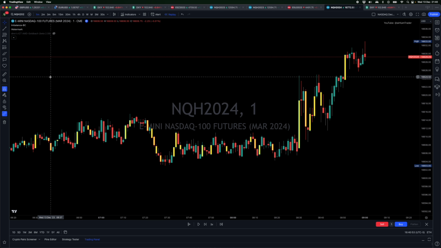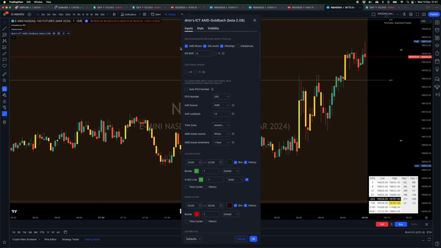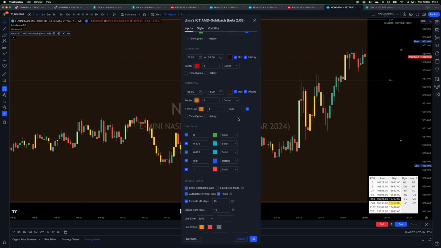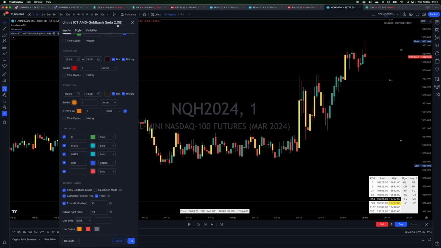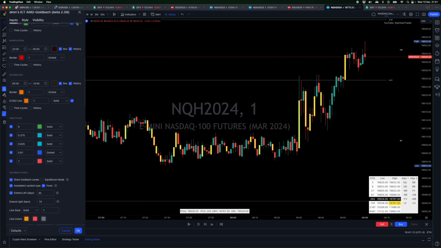Okay, so first principles. We have the indicator. When you get it out of the box, it will look like this. So we need to modify it. We're not going to use AMD boxes, so we can remove that. And let's do a little bit of teaching, I guess.